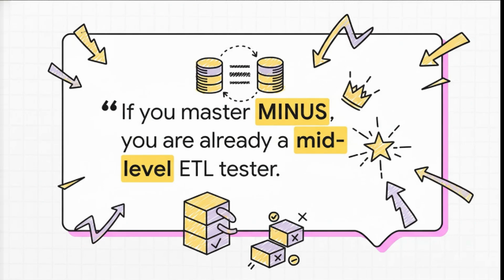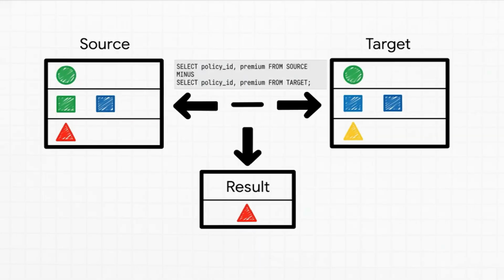If you can master this next query, and I really mean this, you're already ahead of most junior testers on any project. The minus query is your go-to tool for finding data mismatches. It directly compares the source and the target and tells you exactly which records have different values. It's clean, it's fast, and it is incredibly effective.